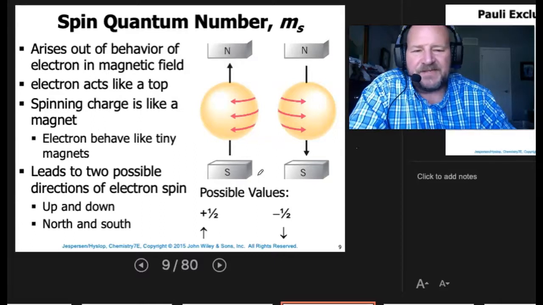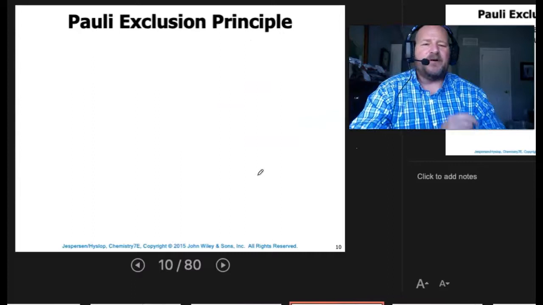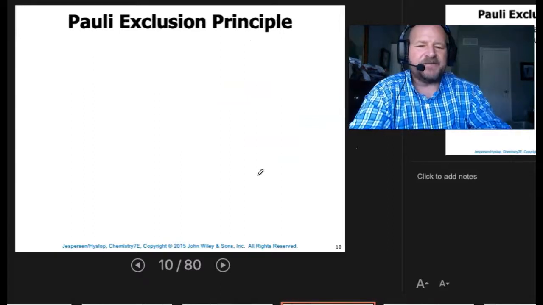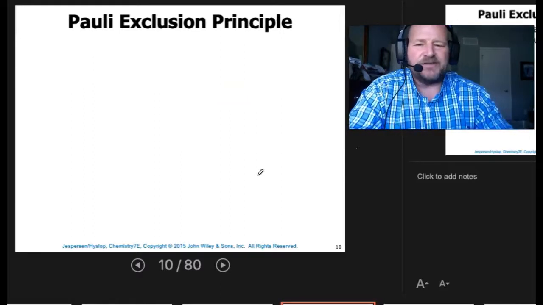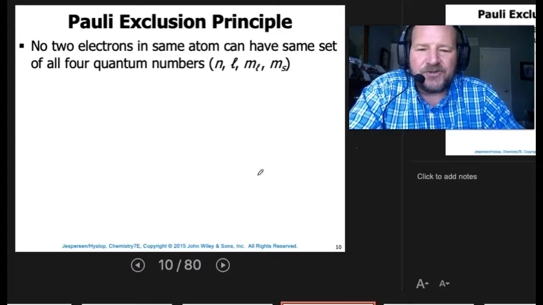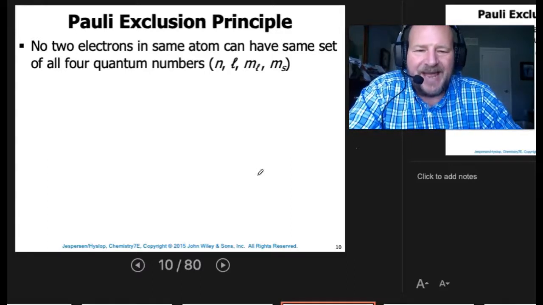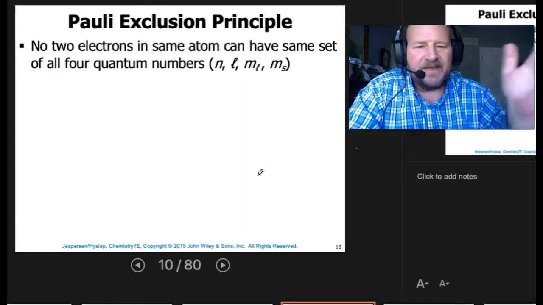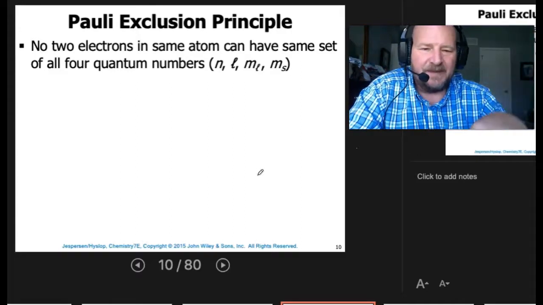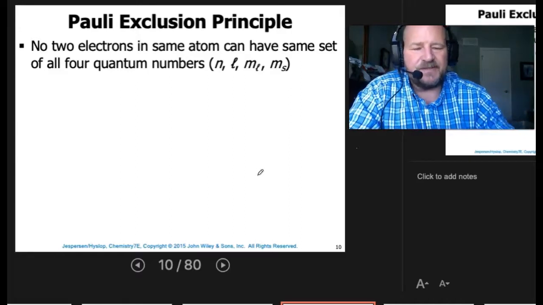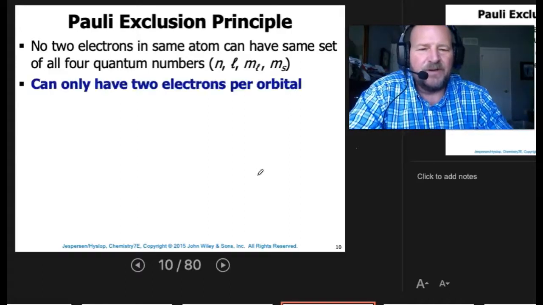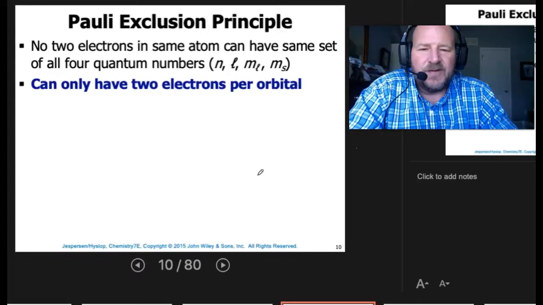Now, because of the spin, what comes out of this is called the Pauli Exclusion Principle. You might have seen this if you've looked at electron configurations. No two electrons in the same atom can have the same set of all 4 quantum numbers. You can't have it. So if I have 50,000 electrons, none of them can have the same 4 designations. Something's got to be different about each one. You can only have 2 electrons per orbital.